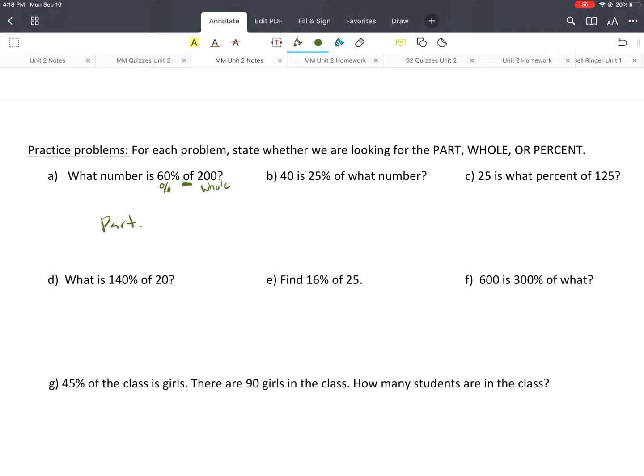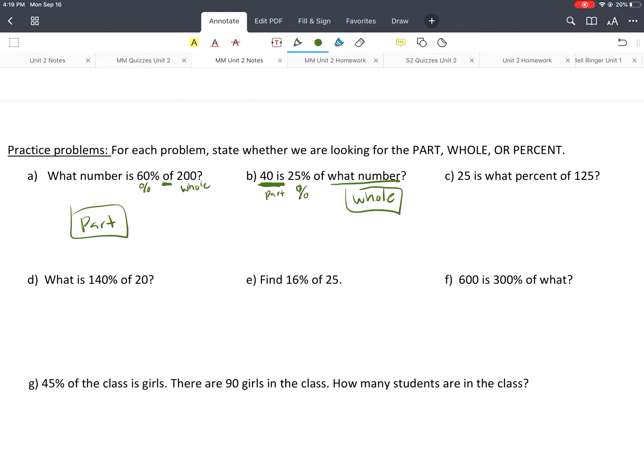Okay, 40 is, that gives us a hint that this is the part, this is the percentage, and what number is going to be the whole. So 40 is 25% of what number? That would be our whole that we're looking for.